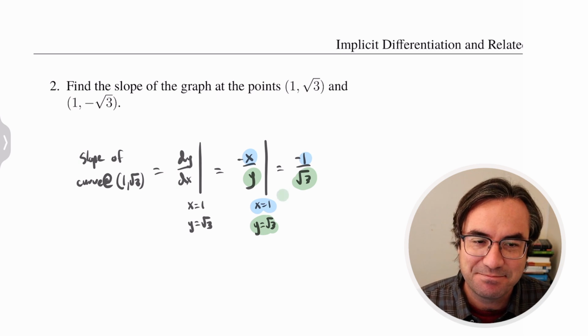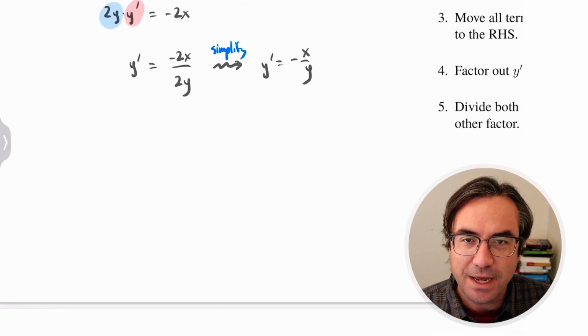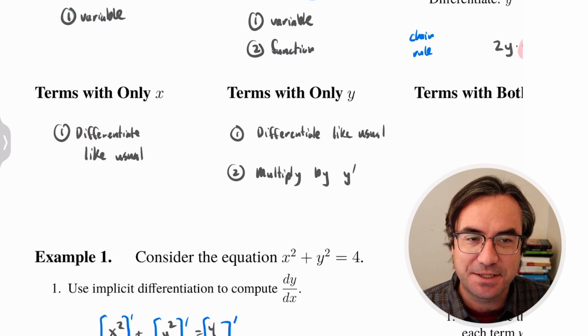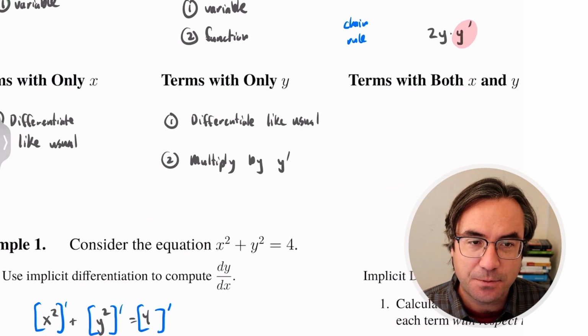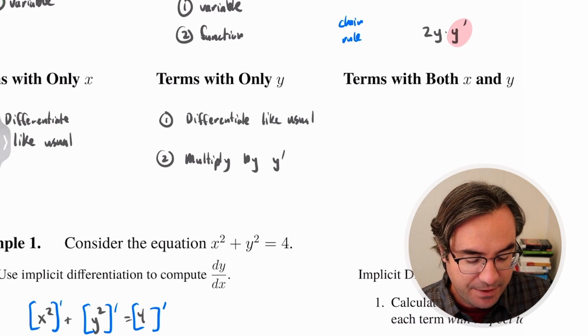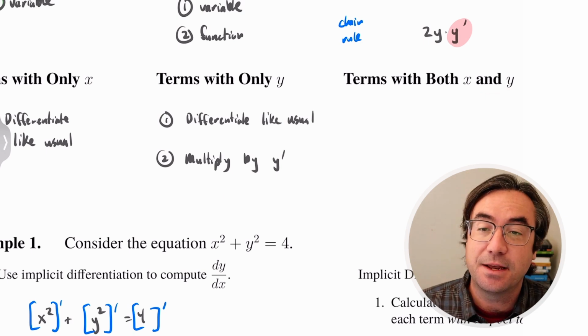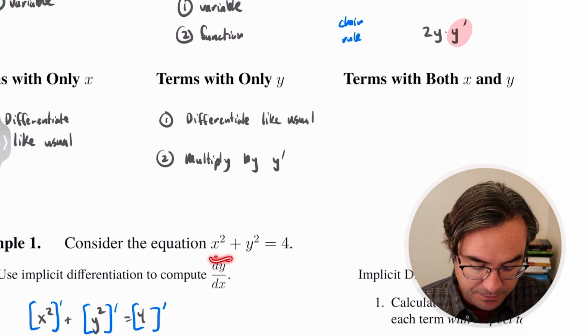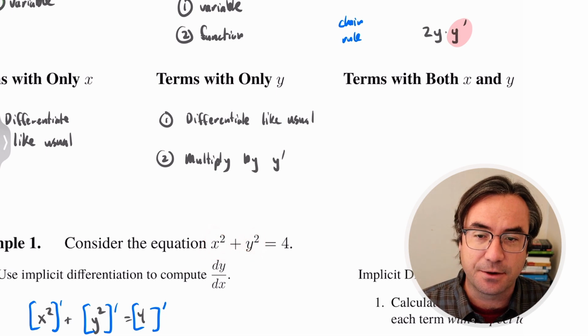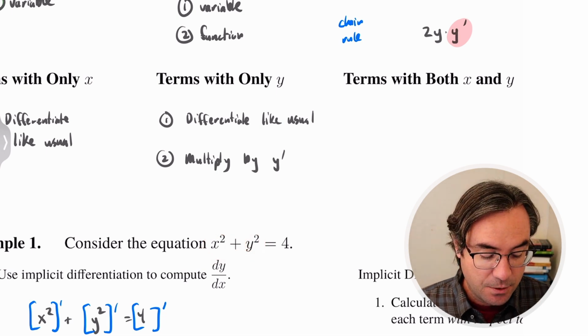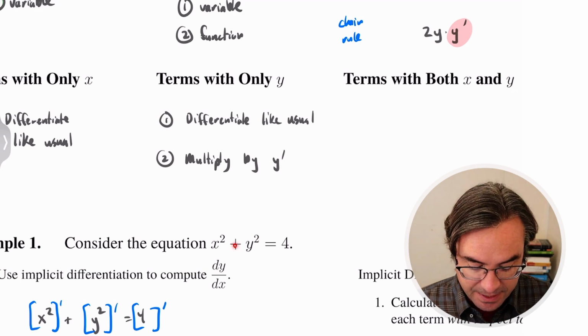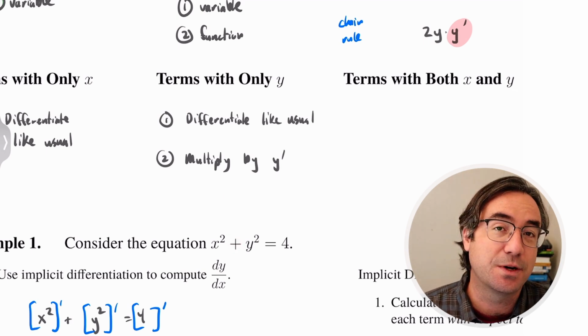And what we're going to look at next with this implicit differentiation is, what do we do if we have a term that involves both x and y? So in this first one, there was only an x here, there was only a y here. They're separated by addition. We're going to see what happens if we have, say, an x times x squared times y squared.